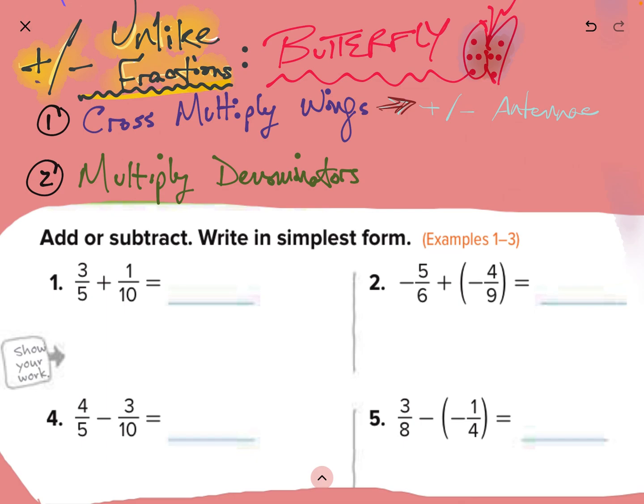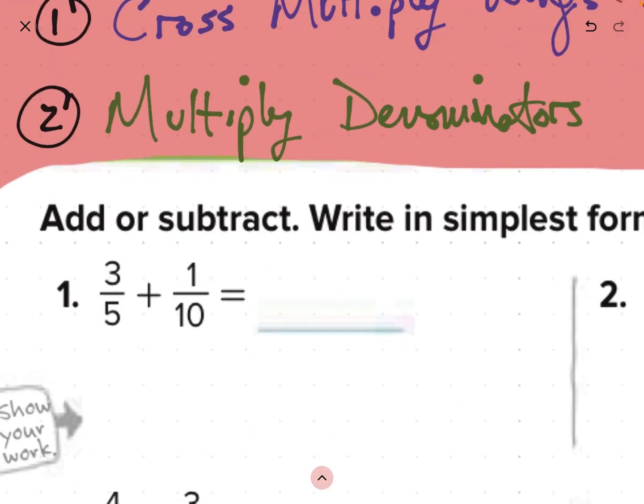Now, since it is a fraction, anytime you can simplify your answer, we're going to look to do it. So just make sure at the end you're dividing out your common factors to put your answer in simplest form. So let's get to it.